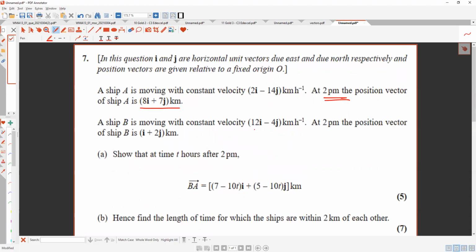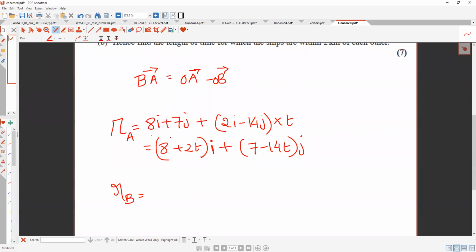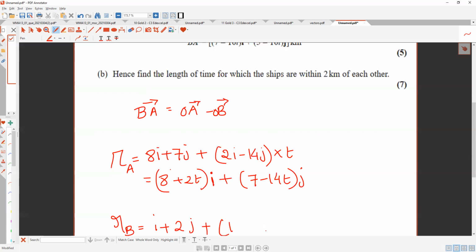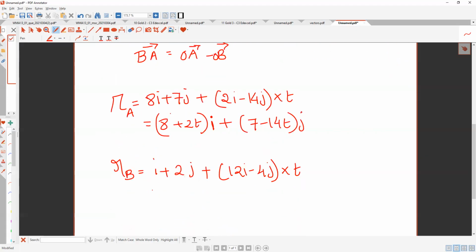So rB, same story. You have an initial position vector, which is i plus 2j, plus what's your velocity? Your velocity is 12i minus 4j, into t. Then we have to arrange this. It's going to be (1 plus 12t) i plus (2 minus 4t) j. Clear? Everyone clear? Okay, so this is the equation for this.